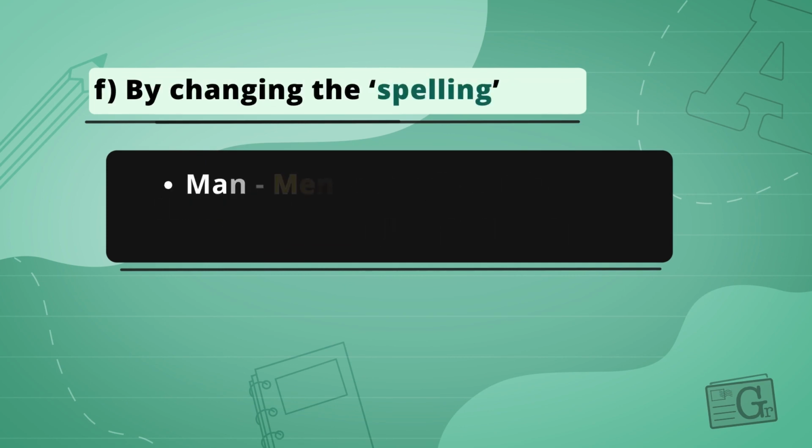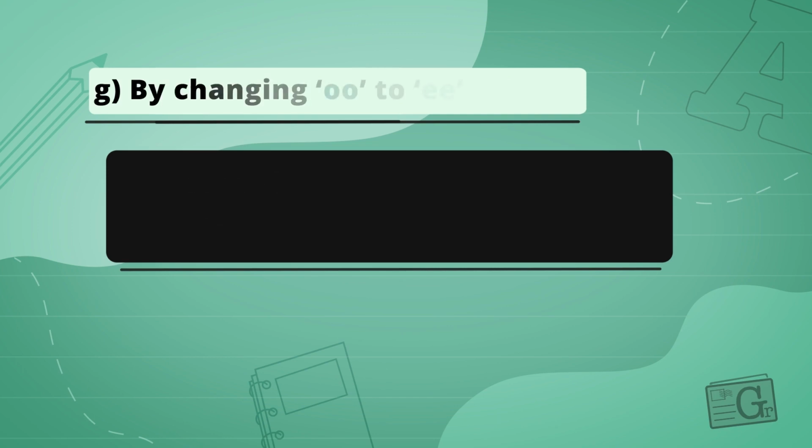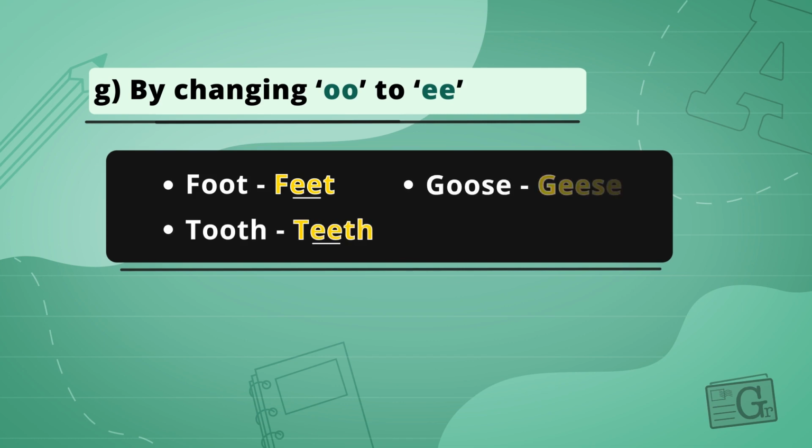Next step is by changing the spelling. Man is changed to men, where a is substituted by e. Mouse changes to mice, by changing double o to double e in some words. Foot, feet, tooth, teeth, goose, geese, and so on.